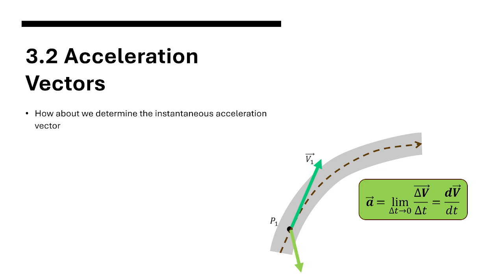If the motion or the curve or the graph is like this, your acceleration will not be with the direction of our velocity. It will be moving towards the concave part of the curve.